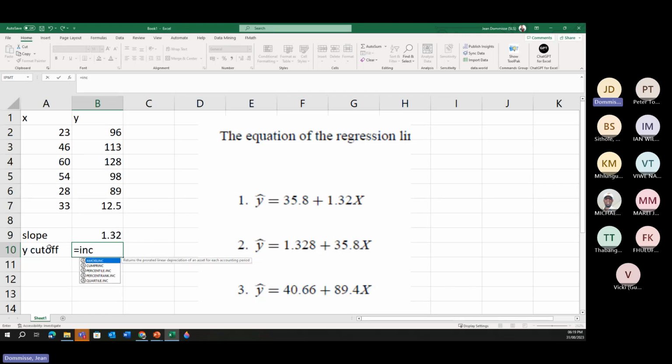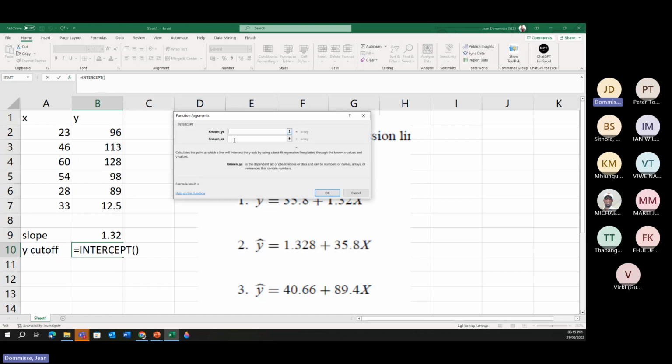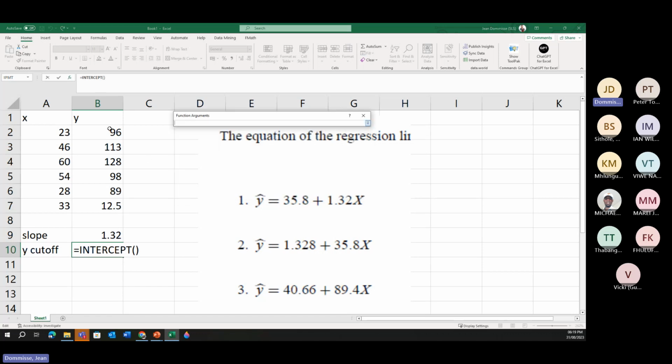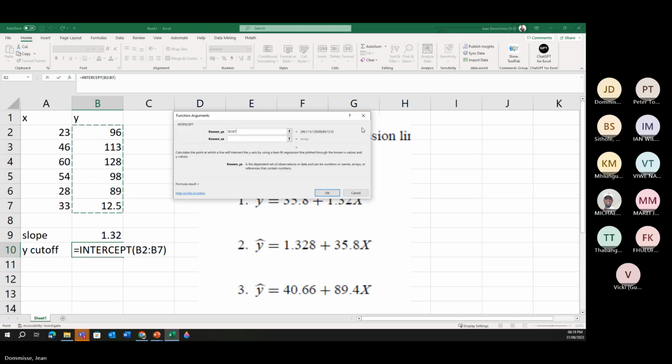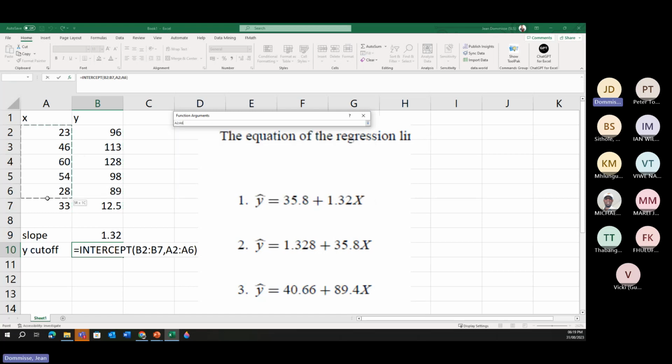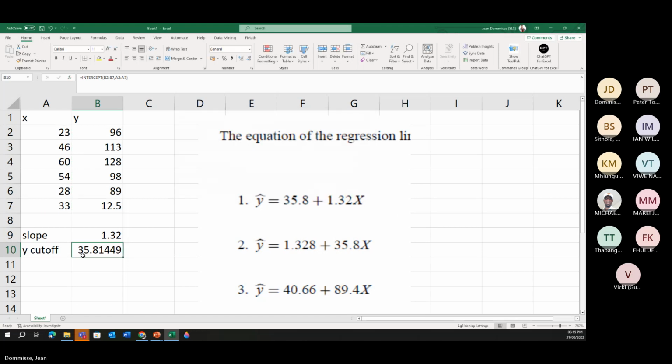There's supposed to be intercept. Okay, so there's the formula for intercept. Again, the y's first, and then your x's. And there you can see then the y-intercept is 35, and if we needed to round it off to one decimal, 35.8, and there we have our slope of 1.32.